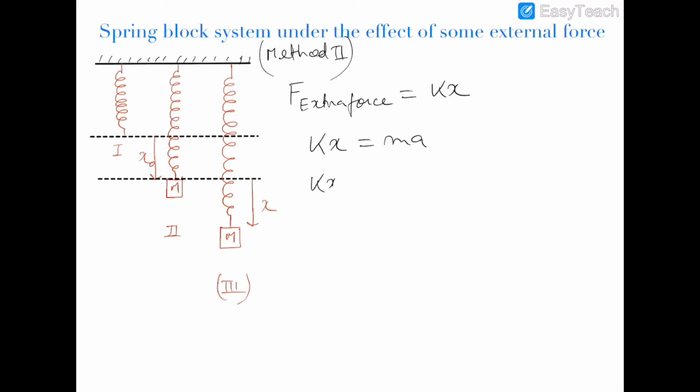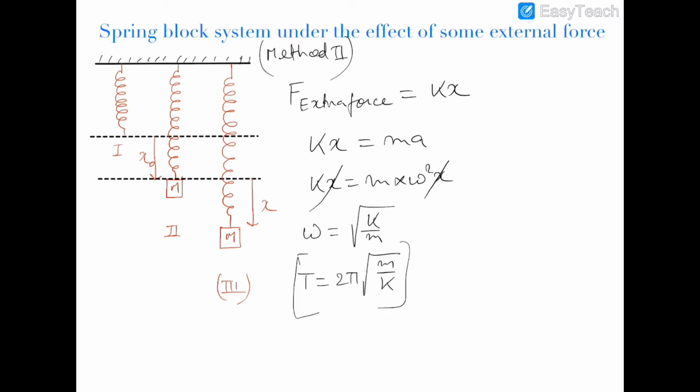So kx is equal to ma, and a is omega square x. Now cancelling x with x, omega is under root k by m, and again the time period will be 2 pi under root m by k. So you can find out this time period by equating the extra force with ma. This would be a much shorter method to find the time period in larger, lengthier questions.